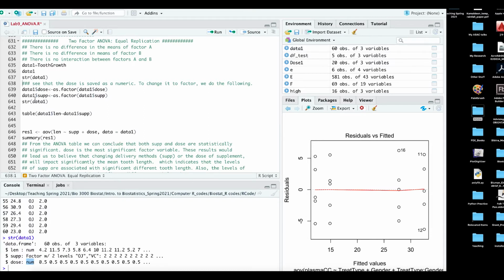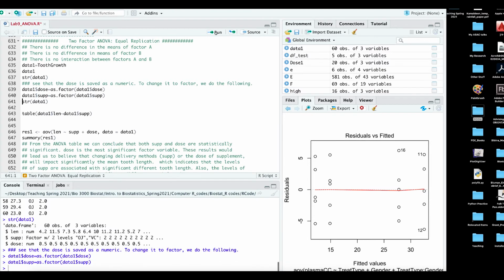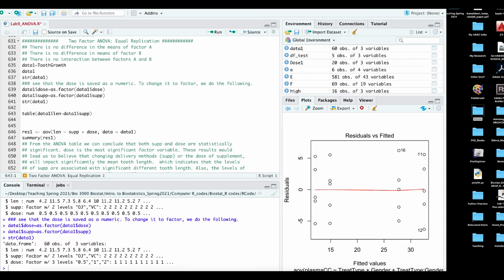So what I'm going to do here is see that the dose is saved as numeric. To change it into a factor, you do the following: data1$dose equals as.factor of data1$dose, and the same for data1$supplement. The supplement is already a factor, so you don't need to do that, but you can do it just to make sure. If you run those two and then print the structure, you get those two factors.